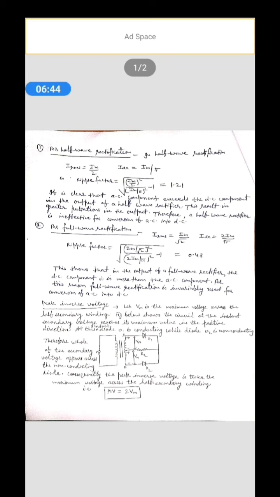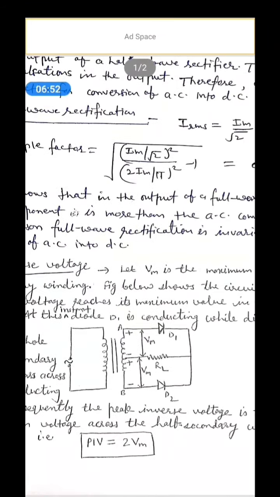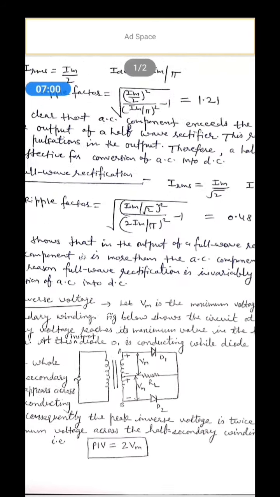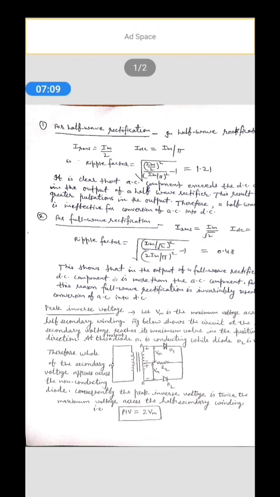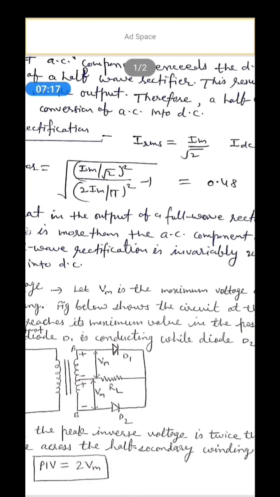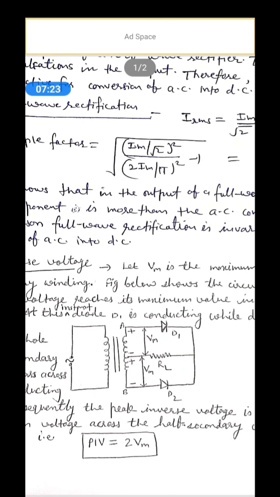Now the next topic is peak inverse voltage. This is the diagram for the full wave rectifier. Let Vm be the maximum voltage across the half secondary winding. It is clear in the diagram that Vm is the maximum voltage across the half secondary winding.